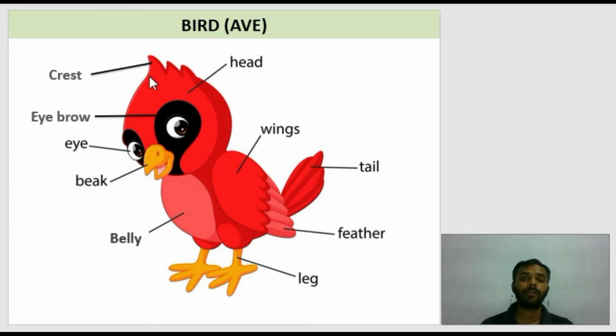If we start from the upper side, they have a crest. The crest is not found in every species. Now they have a head. This is their eyebrow, as we have. These are their eyes. This is their beak. In some species, it is modified as a bill. This part is called the belly. This part is called the vent. This part is called the leg. This is their feather. These are their wings, and this is their tail.